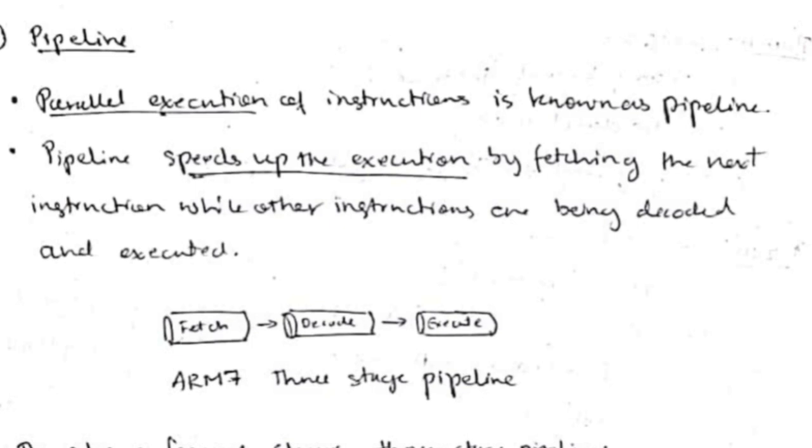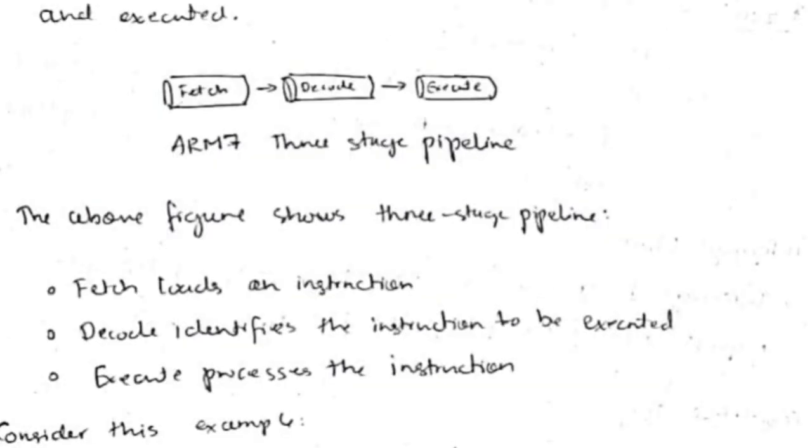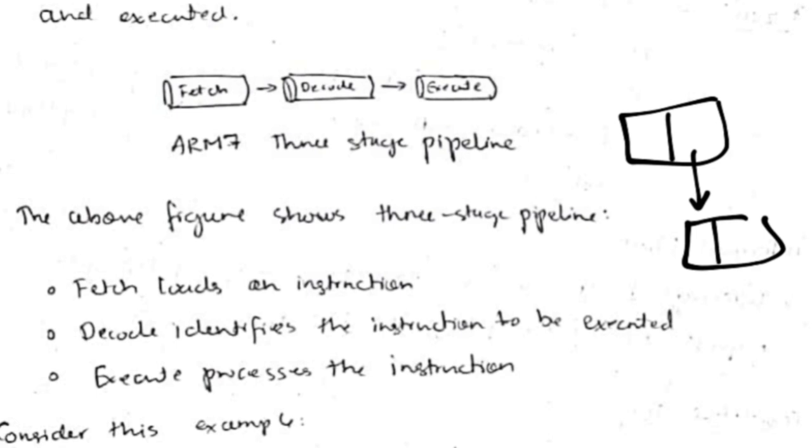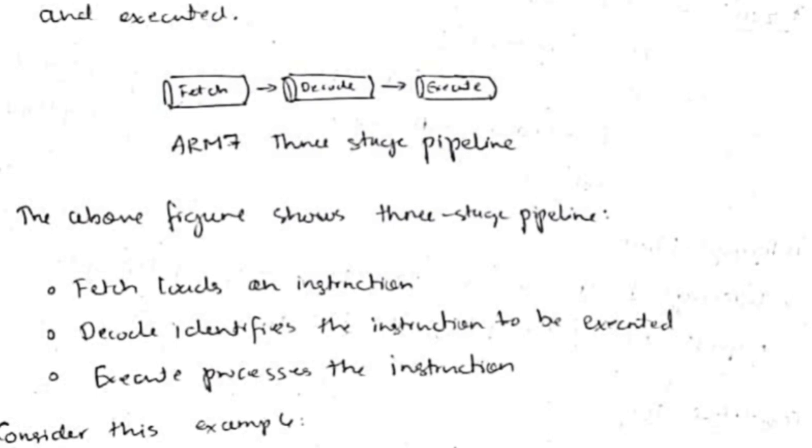The next one is pipelining. Pipelining is nothing but parallel execution of the instructions. It means that when the first instruction is getting executed, before it finishes, the second instruction starts and gets executed simultaneously. So that will save a lot of time. There are three types. First one is the ARM7 3-stage pipeline. In that we will have 3 stages.